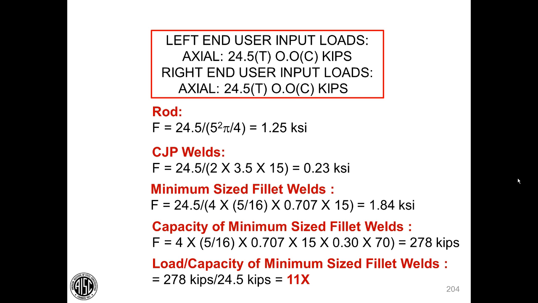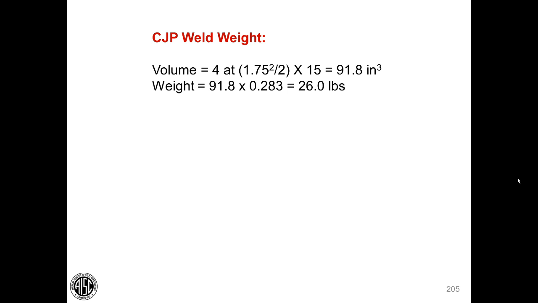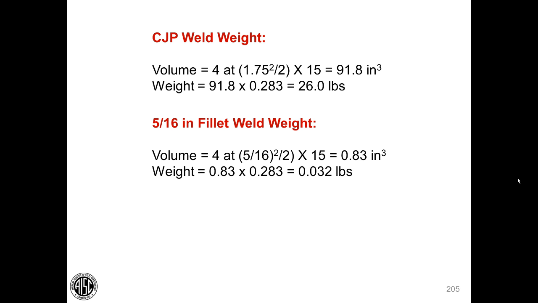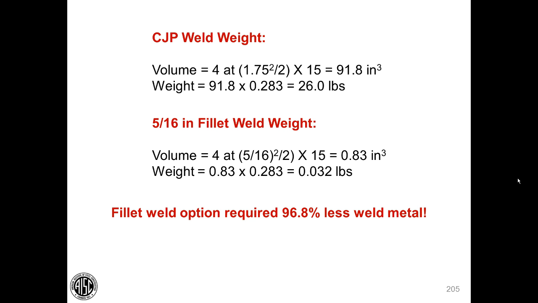No, I had to go one step further, and I had to look at the economics. The CJP groove weld required 26 pounds of weld metal. A minimum-sized fillet weld, which was still more than we needed, required but 0.023 pounds of weld metal, and we would have had a 96% reduction in the amount of welding. It would have been strong enough, it would have looked fine, and it would have required a lot less welding. I think that's an ugly example, and it goes far beyond just the appearance of the welds when we're done.